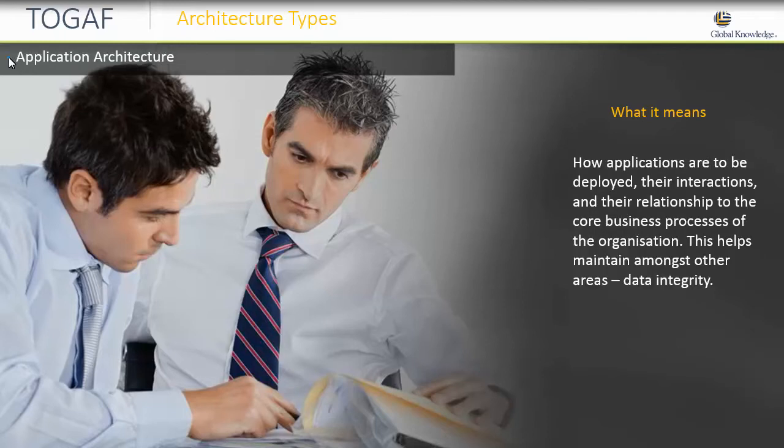We then look at your application architecture: how your applications are deployed, where they're deployed, how they interact with each other, and their relationships to your core business processes. And amongst other things, the application architecture is going to help you to maintain things like data integrity.